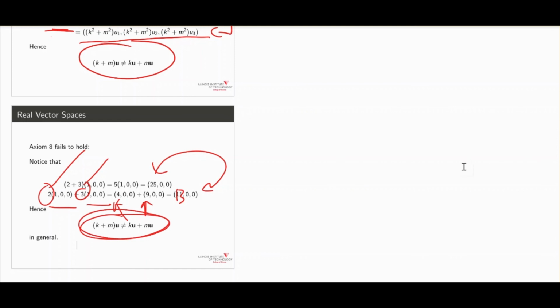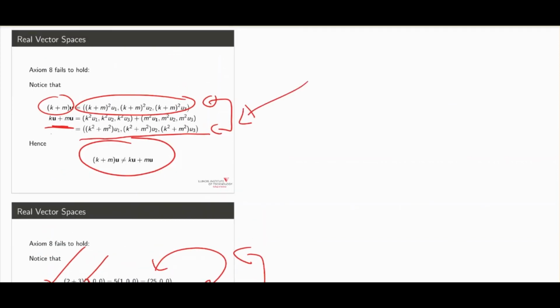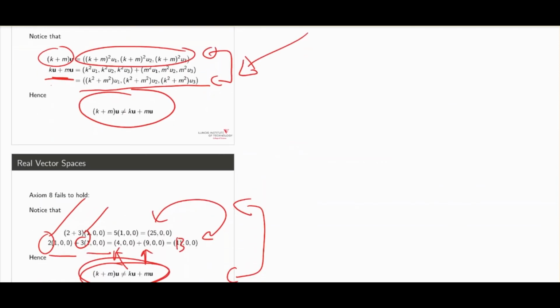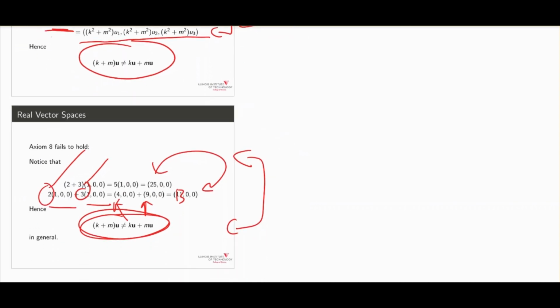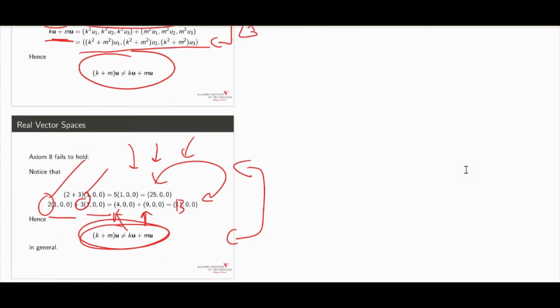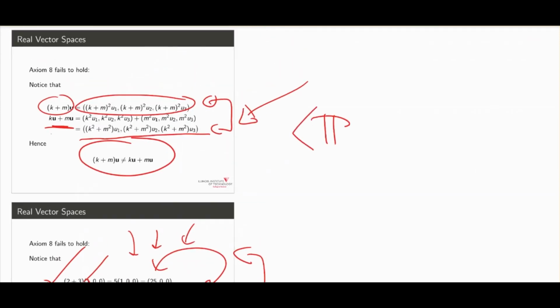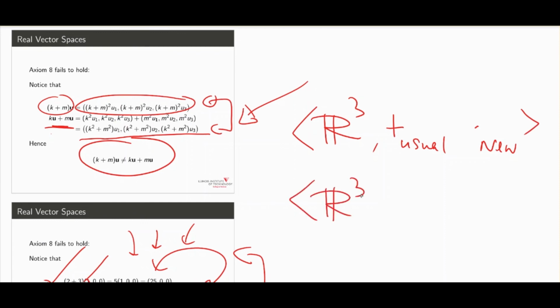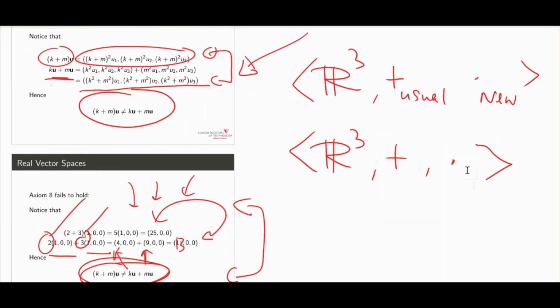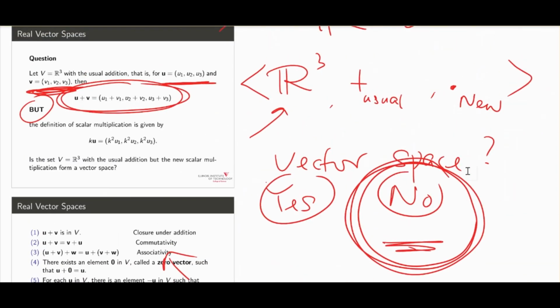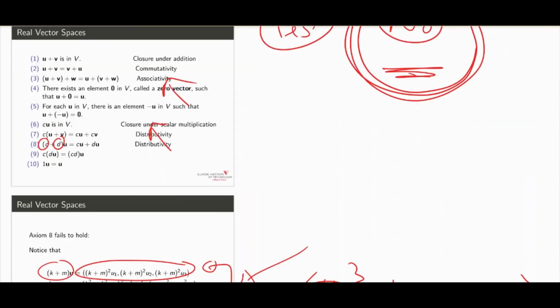So axiom 8 failed to hold. You can show it like this, which is easier, I think, or you can show it the other way. If you think something does not hold, then you can show it by an example, using some special numbers here. It doesn't have to be these numbers; you can come up with some other numbers. Now you will see that this R3 together with the usual addition but the new scalar multiplication is essentially different from the usual R3 with the usual addition and the usual scalar multiplication. So this is not a vector space. It would not behave like the usual R3.